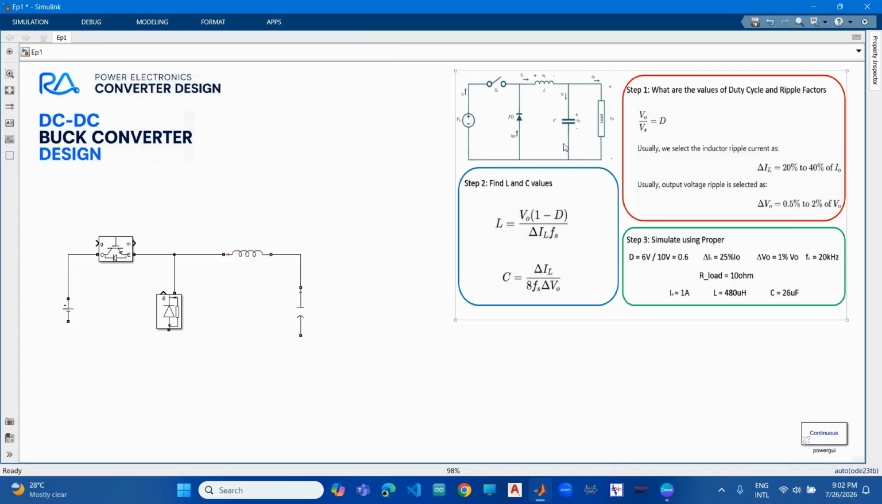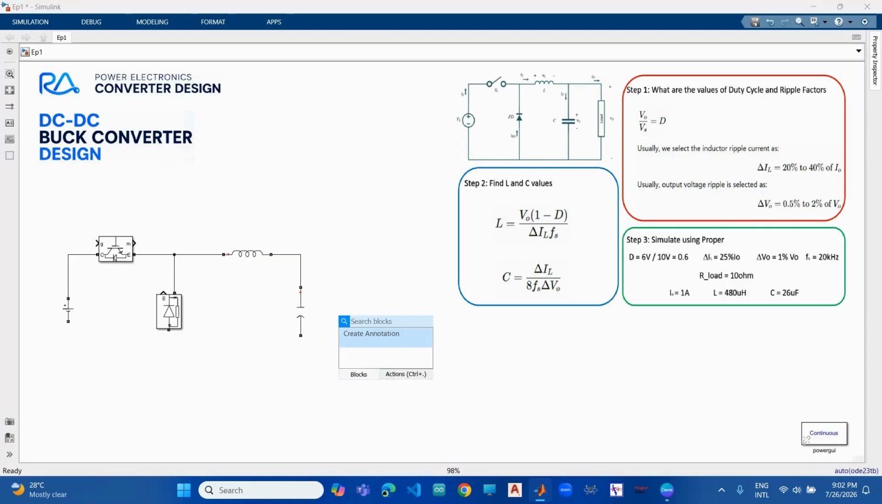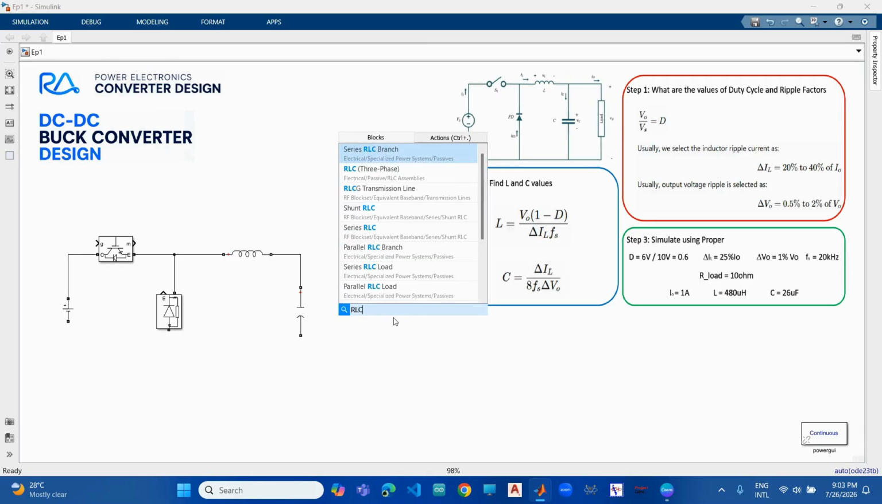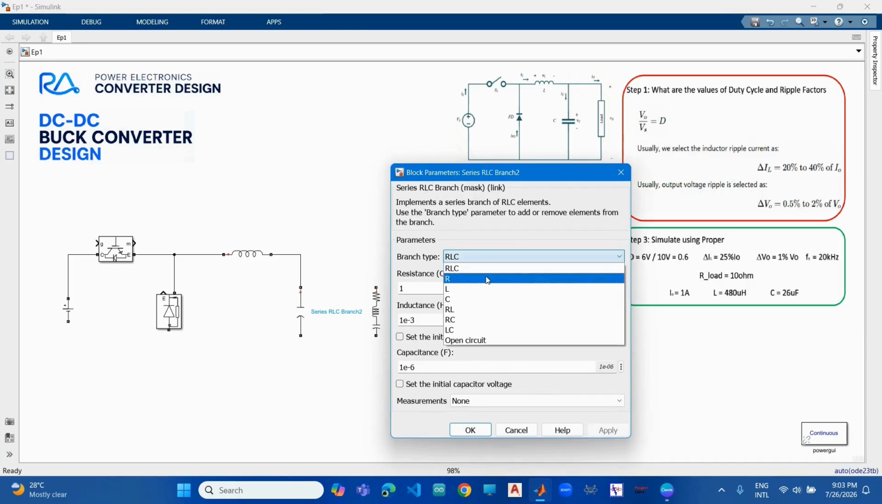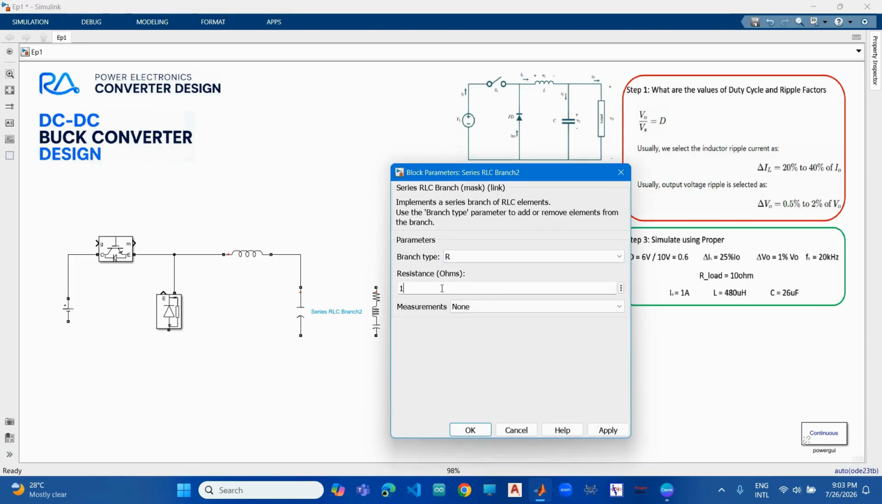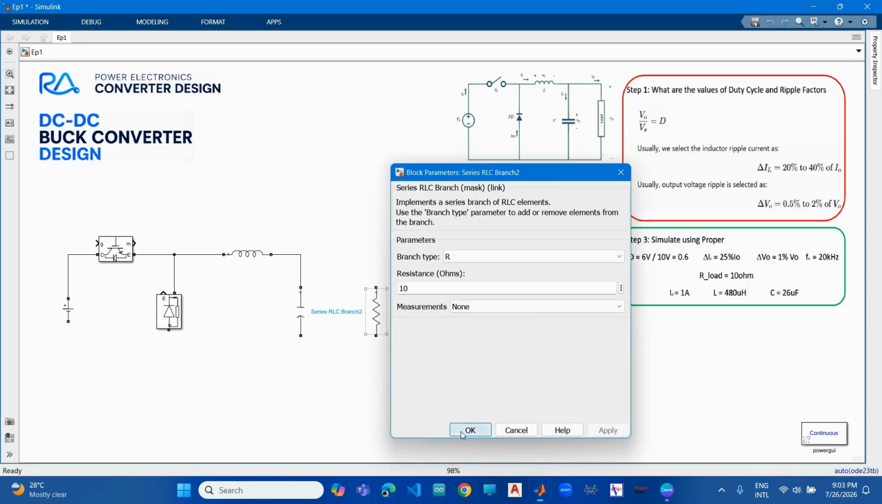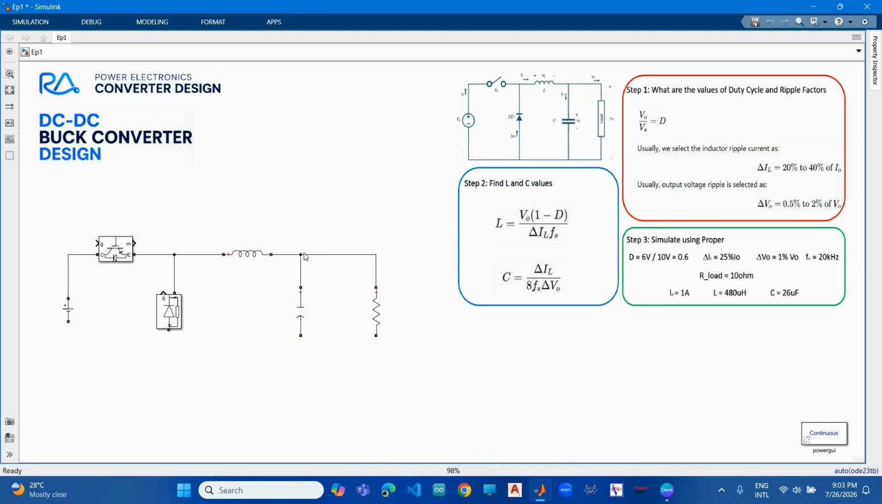Then our load resistor. Basically, I designed this circuit using this circuit configuration. Then the same series RLC branch. I'll also rotate this one and make it the resistor here. The resistor value will be 10, which I selected. So basically this is my circuit.